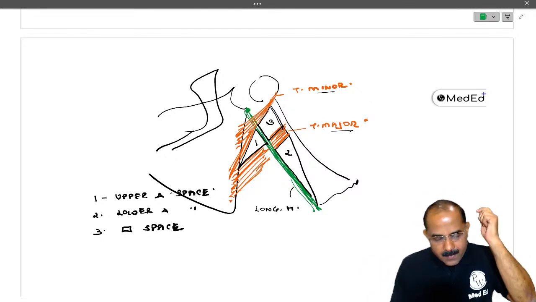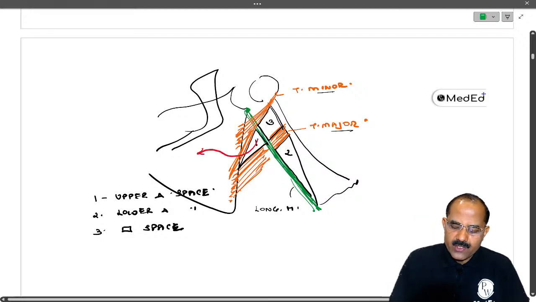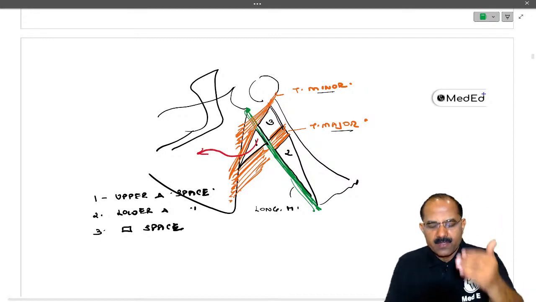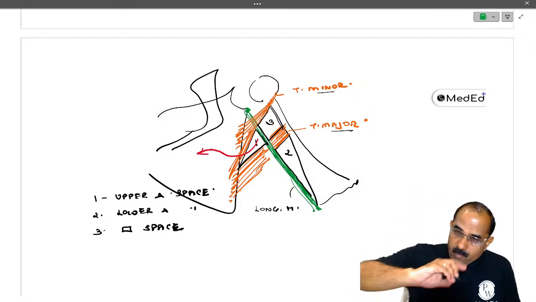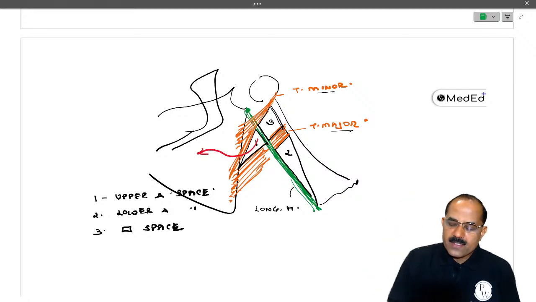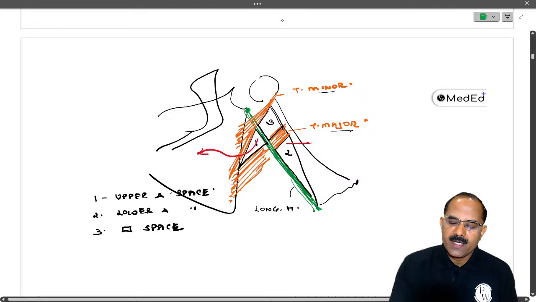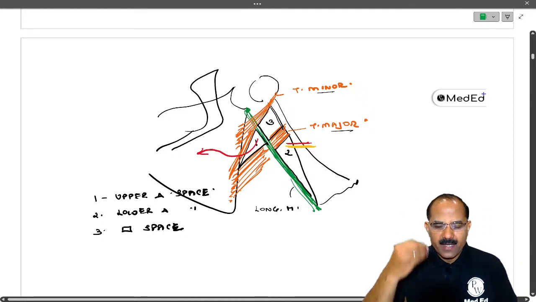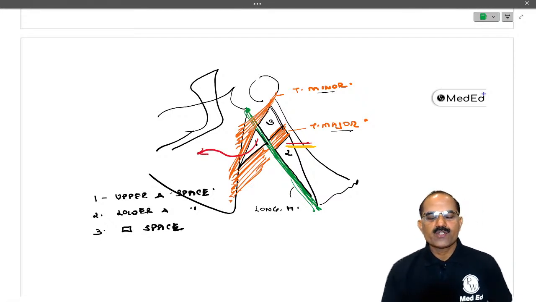Okay children, now someone will tell me, what is the content of the upper triangular space? It is an artery. What is the name of this artery? Circumflex scapular artery. Very good, Dr. Nitin. What is the structure passing through number 2? One artery and one nerve: the radial nerve and the profunda brachii artery. Very good, Shubh Patil.